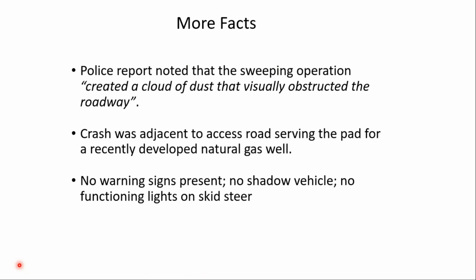The crash was adjacent to the access road serving the pad for a recently developed natural gas well. And it was just, I'll call it a dirt road, an earth road, unpaved road that served the well pad and connected the well pad with the state highway. There were no warning signs present. There was no shadow vehicle. And I think I showed you there were no functioning lights on the skid steer.